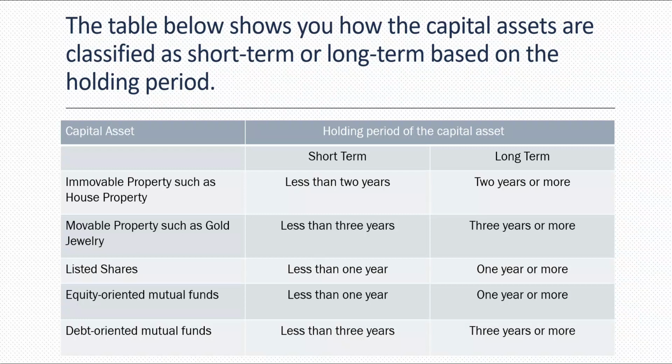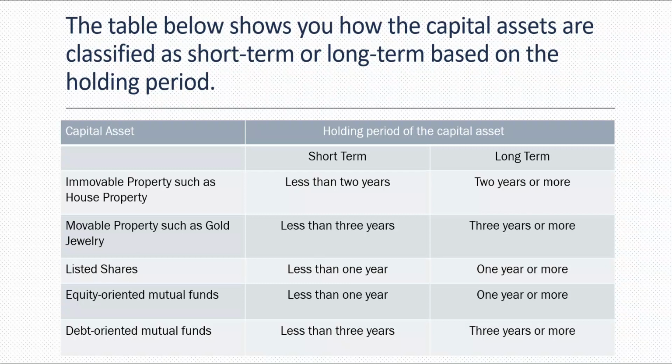Listed shares, if you sell before 1 year, it's short term. If you sell after 1 year, it will become long term. Equity oriented mutual funds, again the same criteria. Debt oriented mutual funds, fixed income, where the money has been invested in fixed income securities or bonds or debentures, then the period is 3 years to be classified as long term and short term. Okay. Now the benefit you used to get earlier has been taken away by this budget. You used to get indexation benefit, now you're not entitled to it.